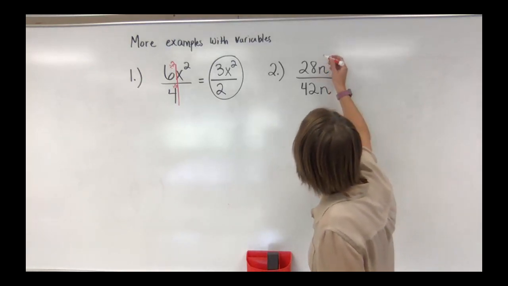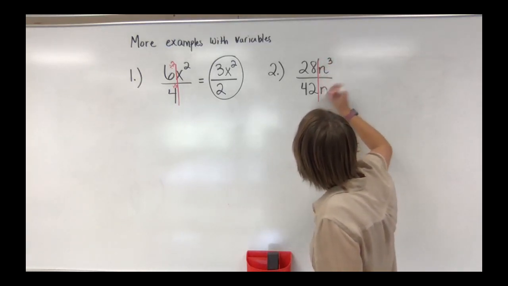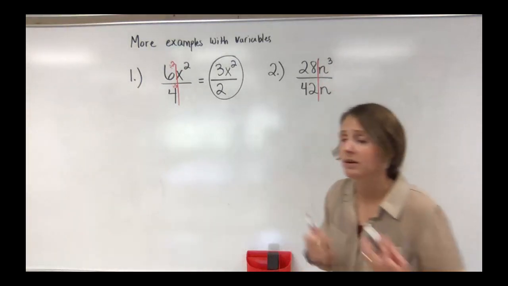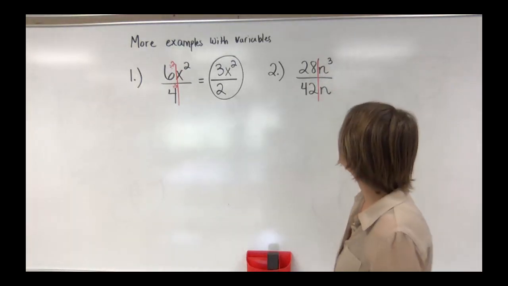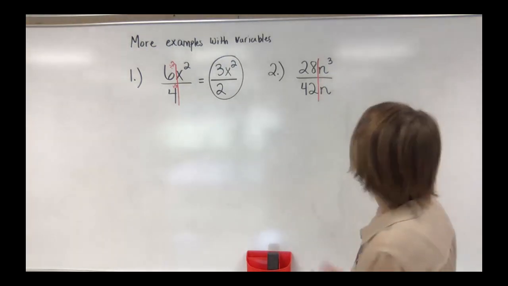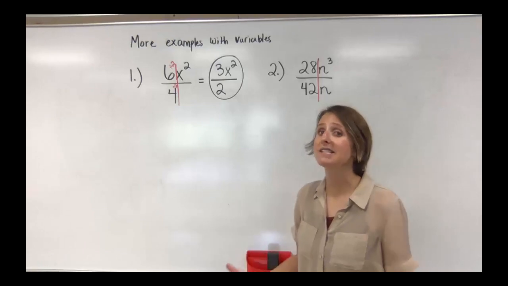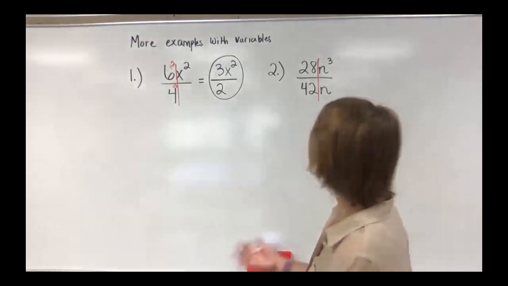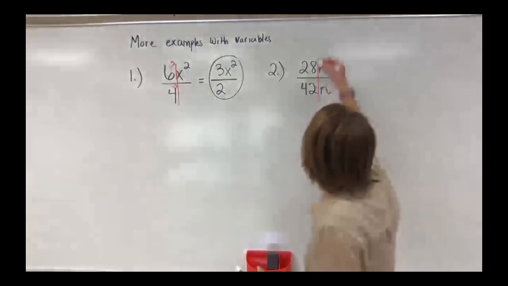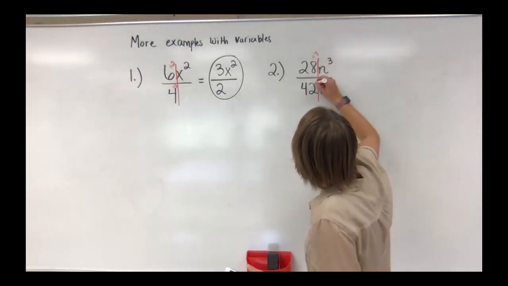So start by using what you already know. 28 divided by 42, you can pull out a common factor. What is a common factor 28 and 42 share? Well, you might go, I'm not sure I know what the greatest common factor is, Mrs. Kluver, that they share. Well, go with a factor that you know they share. Maybe you're thinking, I know they share 7. So you're going to divide them both by 7.